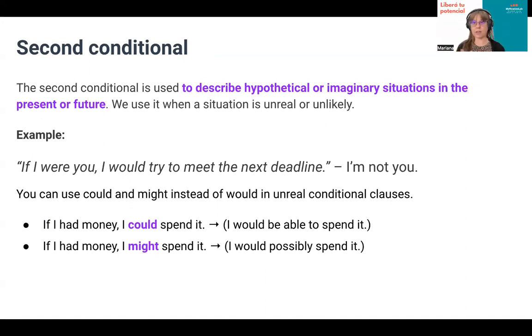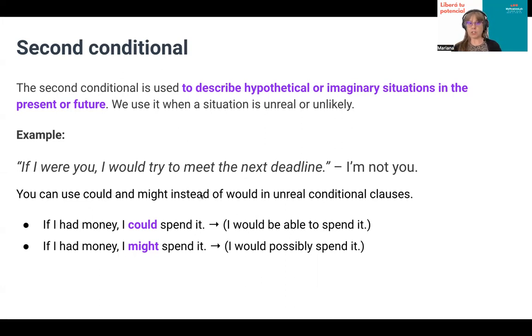So, if I say, si yo fuera vos, if I were you, estoy creando una idea irreal. No es probable, no es posible directamente. Y ahí es donde generamos el hipotético caso de condicional. Y yo me imagino, me pongo en tus pies. If I were you, I would try to meet the next deadline, but I'm not you.